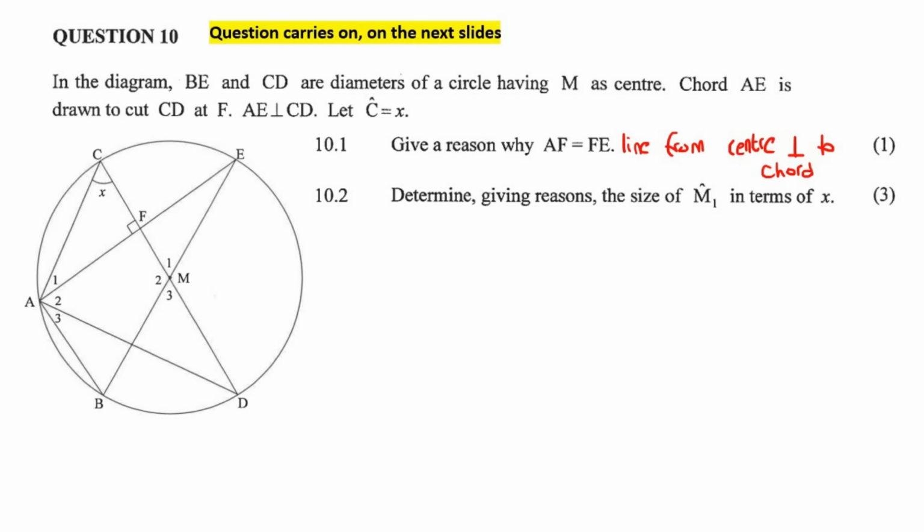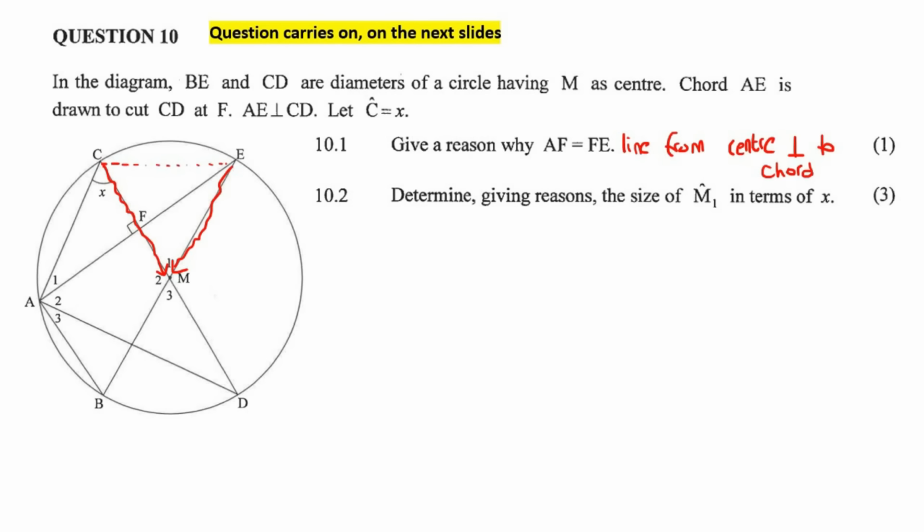Next question. Determine, giving reasons, the size of angle M1. Alright, so what we can do here is we can realize that angle M1 is a center angle. So it's the center angle, and it is made by chord CE. I'm not drawing chord CE, like I'm not telling you that you'd have to draw chord CE in the exam. I'm just showing you something. Chord CE makes angle M1. Can you see that? That's what it does there.